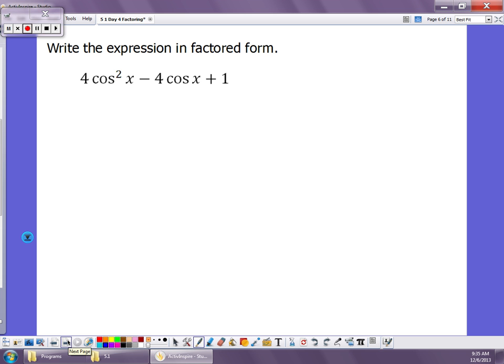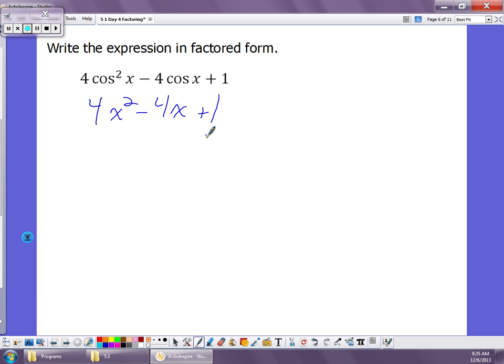So, look at this one. Look back to the warm-up. What is this? Perfect square trinomial. If you didn't know that, you could still do ACB. So let me show you how I approach these so I don't get overwhelmed. I changed the cosines to variables. So this would just be 4x squared minus 4x plus 1.